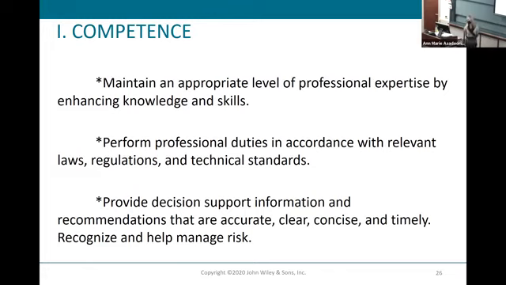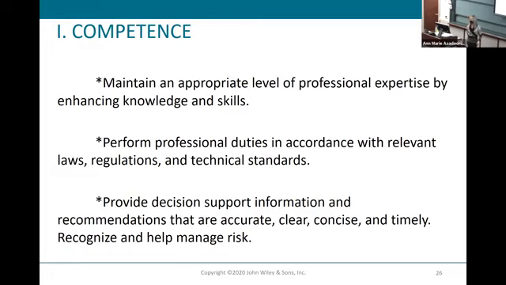Just because I passed the CPA exam 20 or 30 years ago doesn't mean I still know everything, right? So you have to maintain an appropriate level of professional expertise. I have to do continuing education. I'm constantly looking up new pronouncements. FASB did not stop when I graduated. So you need to maintain that appropriate skill level. You need to perform professional duties in accordance with the laws, regulations, and technical standards, which means you need to know the laws, the regulations, and the technical standards.